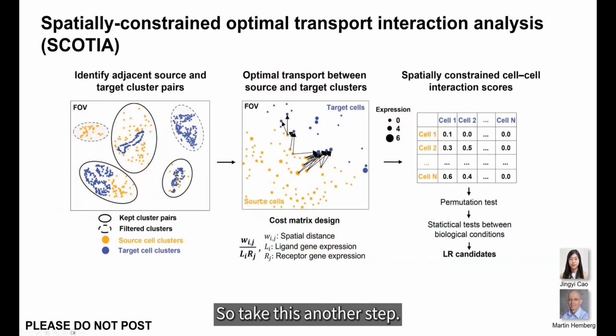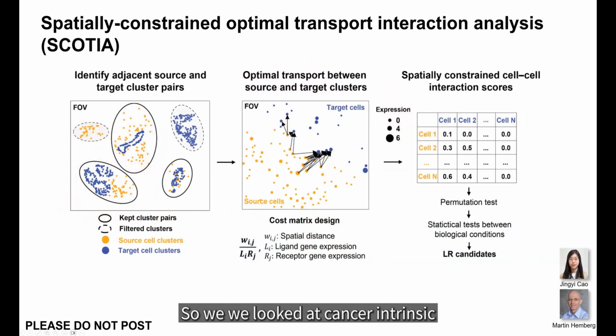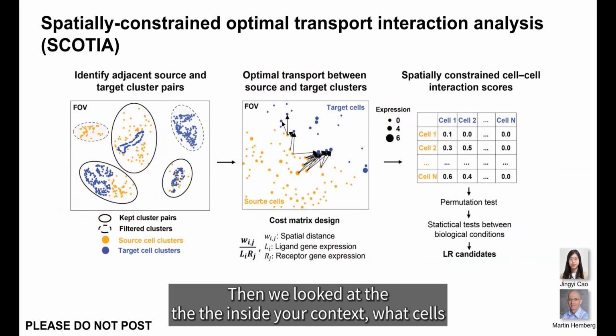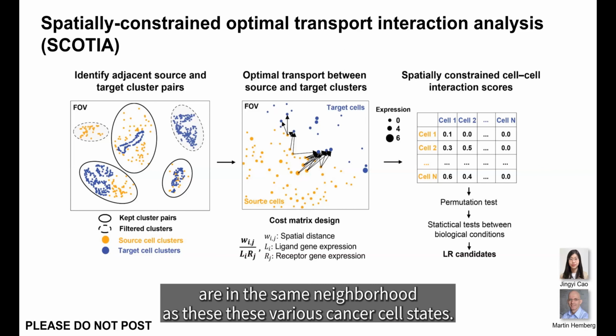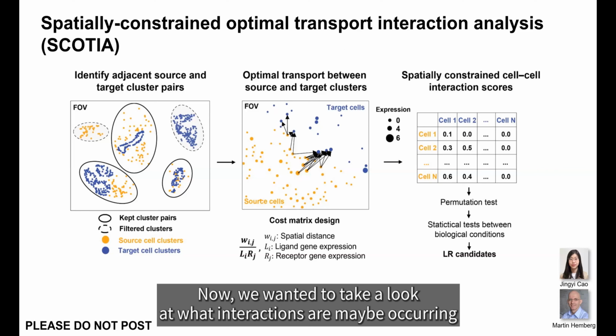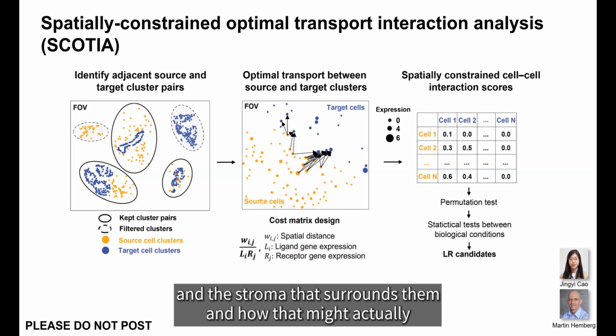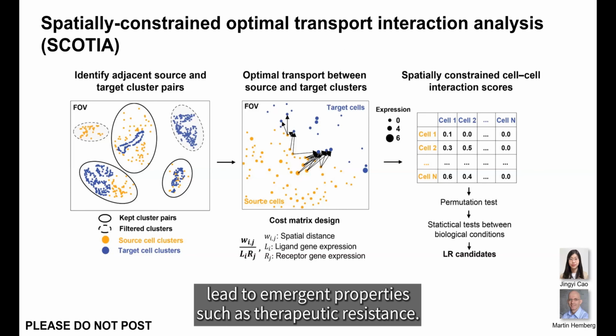So let's take this another step, right? We looked at cancer-intrinsic cell states that are associated with therapeutic resistance. Then we looked at the in situ context. What cells are in the same neighborhood as these various cancer cell states? Now we wanted to take a look at what interactions may be occurring between cancer cells of different states and the stroma that surrounds them, and how that might actually lead to emergent properties such as therapeutic resistance.